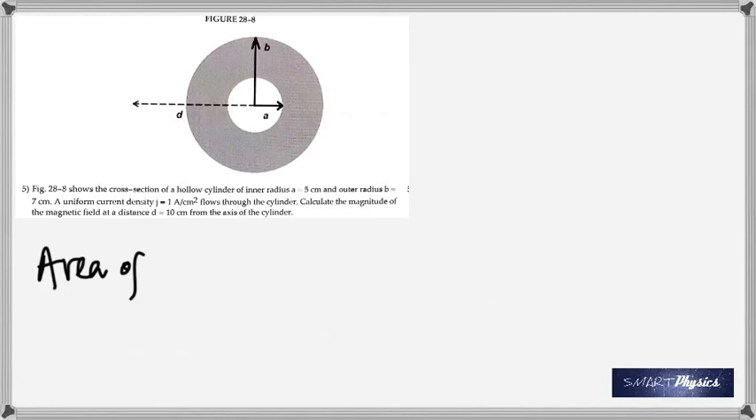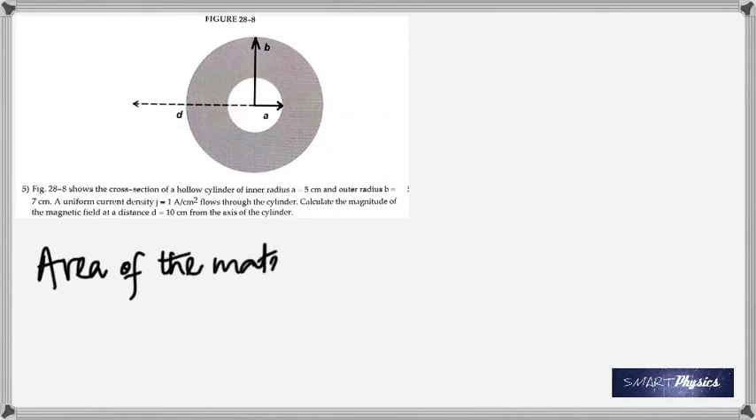14. The figure shows the cross section of a hollow cylinder of inner radius 5 centimeter and outer radius 7 centimeter, and a uniform current density 1 ampere per centimeter squared flows through the cylinder. Calculate the magnitude of the magnetic field at a distance d equal to 10 centimeter from the axis. So you are trying to find the magnetic field at this point, which is 10 centimeters away from the axis.